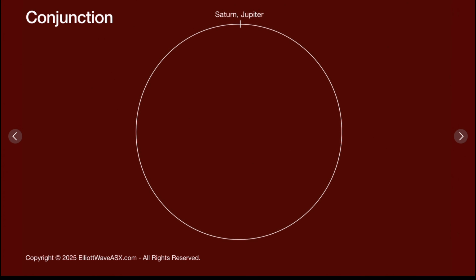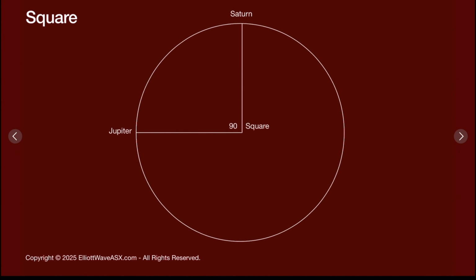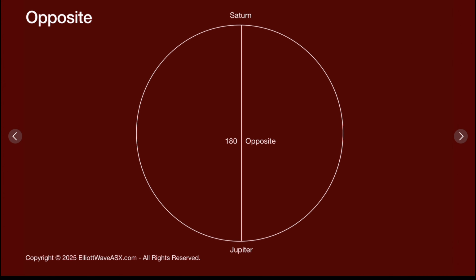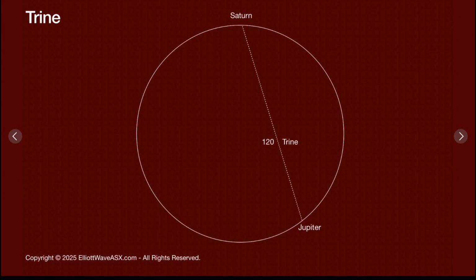If the planets are at the same degree, it's called a conjunction, or the planets are conjunct. When they're at 90 degrees, they're square. When they're at 180 degrees, they're opposite. And when they're 120 degrees apart, it's called a trine. Now there are of course other angles, but these are considered the most important in Gann's work.